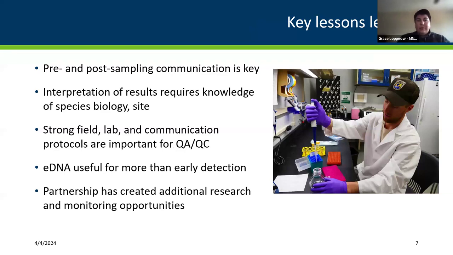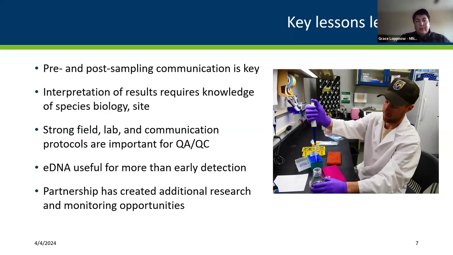So key lessons we've learned along the way: it's key to have communication, both pre and post sampling, among agencies to make sure that we are getting the best possible results, that we're getting the information we need, and that the Fish and Wildlife Service is also aware of how to conduct this sampling, because we might have some on the ground knowledge we can share with them. It's important to know about the species you're sampling for and how their biology and ecology might factor into when to sample and where to sample.